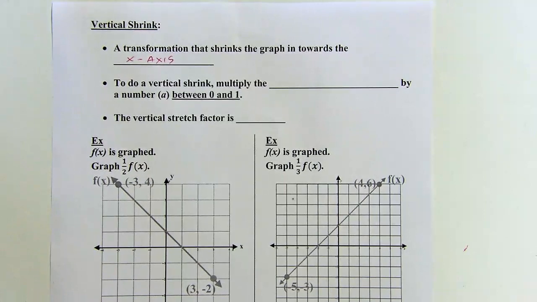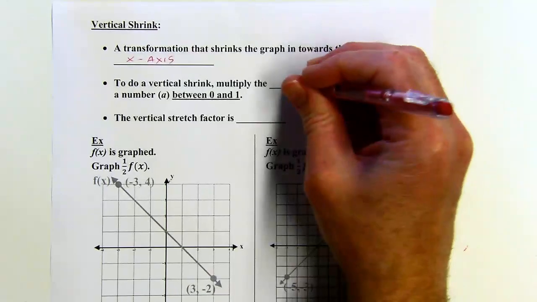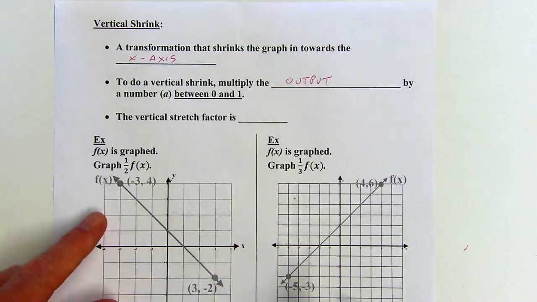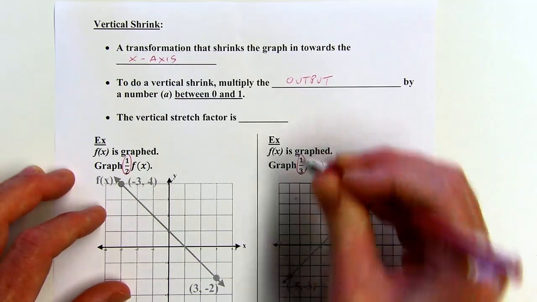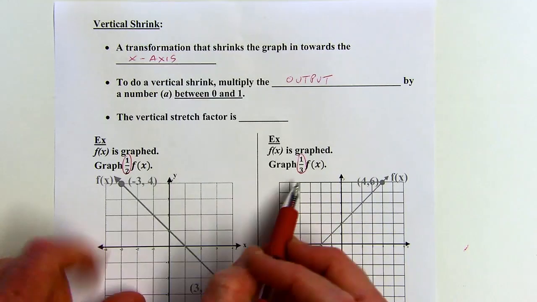All right. To do a vertical shrink, we're going to multiply the output by a number, okay? And so if you look where I've got the 1/2 here, and the 1/3. It's not in the input. The input would be inside the parentheses, but that's not where those are.